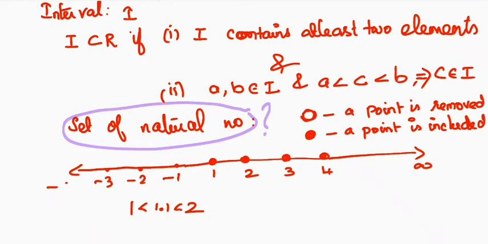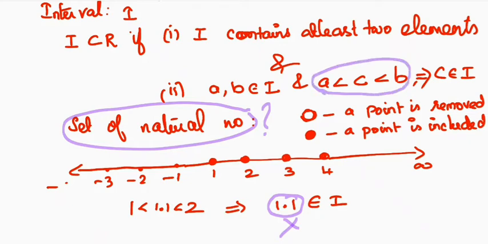Okay, if it is an interval, this 1.1 belongs to the interval, isn't it? But you look at this, 1.1 is not a natural number. So therefore this condition fails. So what's the meaning of this condition?